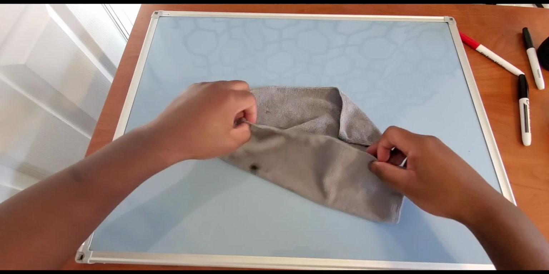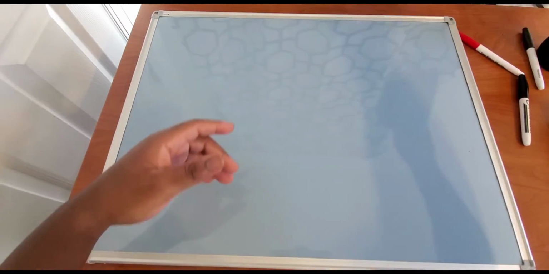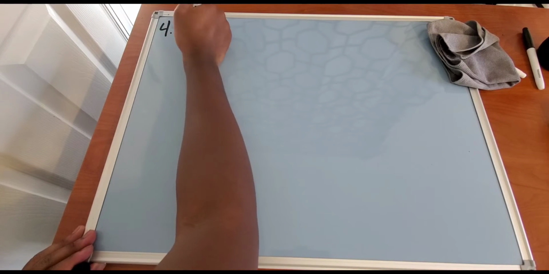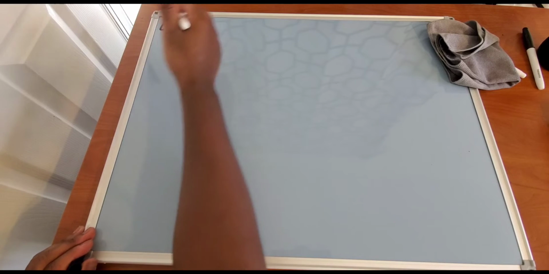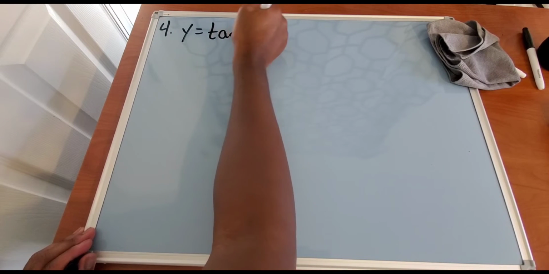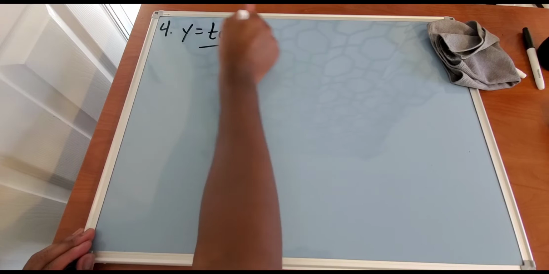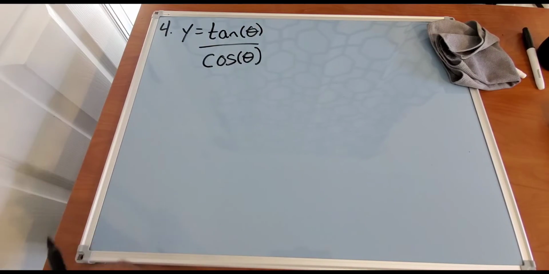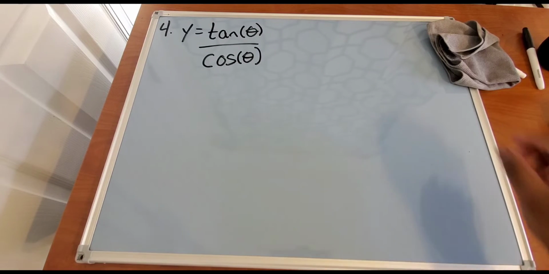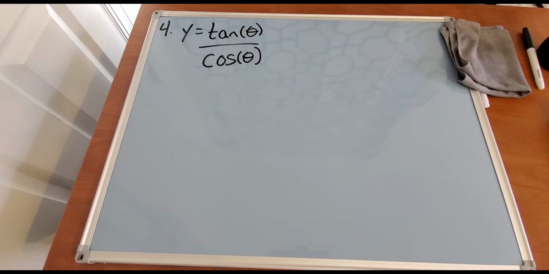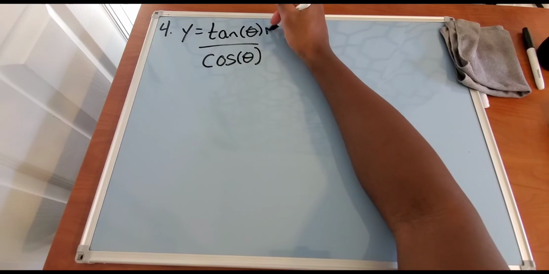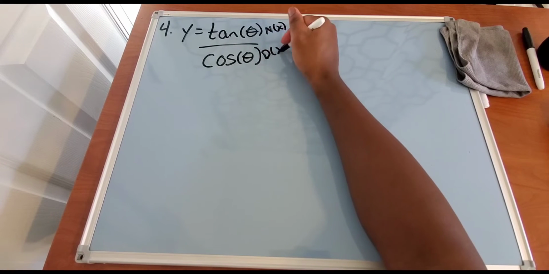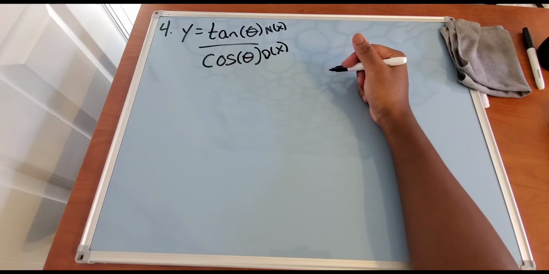All right. So for question number 4, we have y is equal to tangent of theta over cosine theta. So we want to identify our numerator and denominator. So tangent of theta is our numerator, and cosine of theta is our denominator. So with that, we can go ahead and take the derivative.